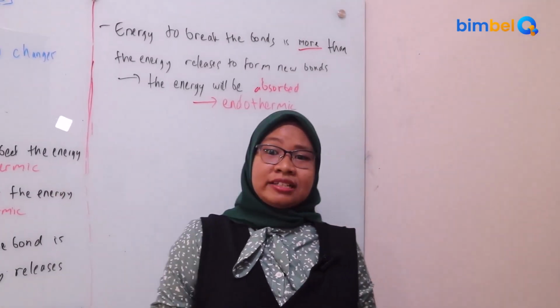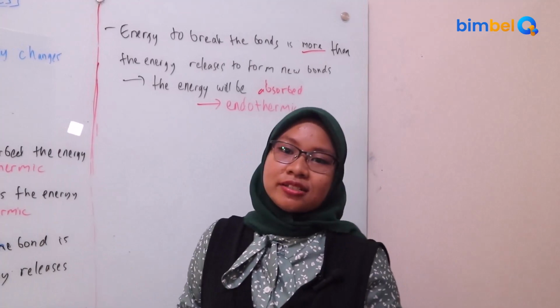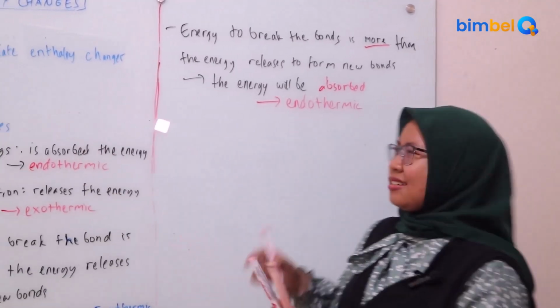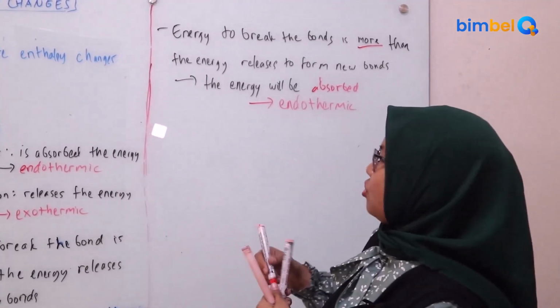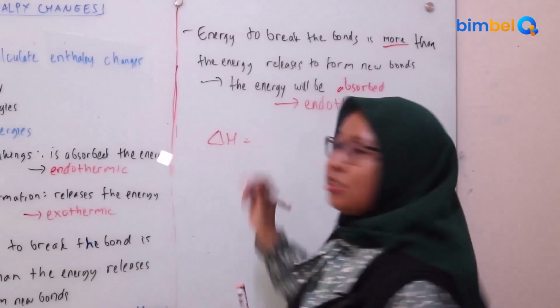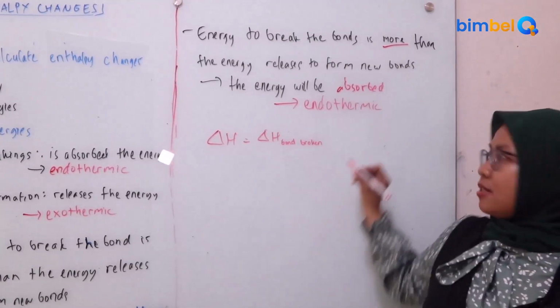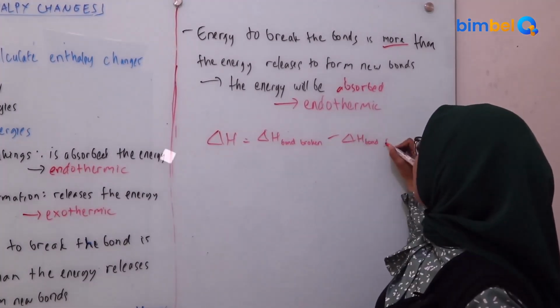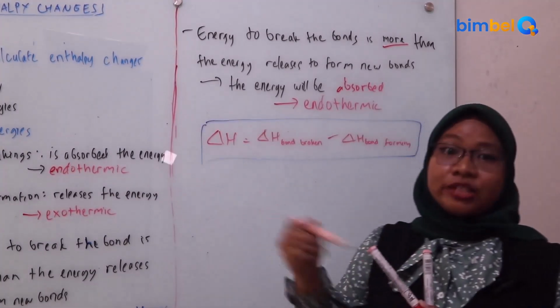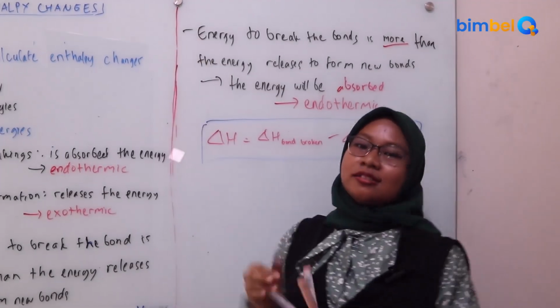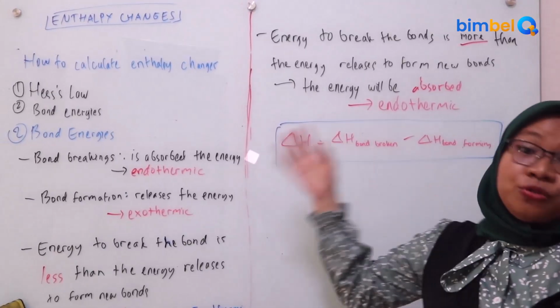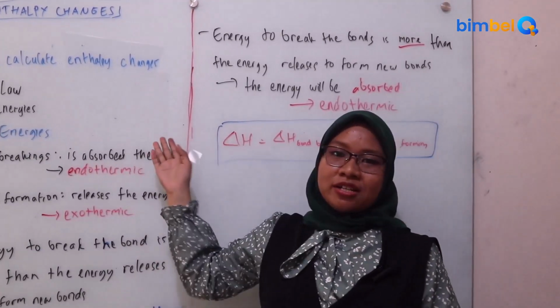And now, how do we calculate the enthalpy changes by the bond energies? It's just a simple formula. We can use this formula: delta H equals delta H for bonds broken minus delta H for bonds forming. This is the formula to calculate the enthalpy changes. Okay, those are the two ways to calculate the enthalpy changes.